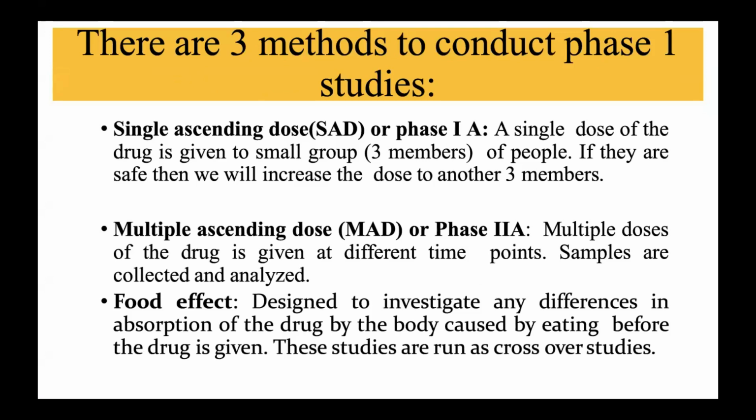This is the single ascending dose of phase 1, where a single dose of the drug is given to small groups of 3, and if they are safe, we will increase the dose after 3 members, then in multiple doses we can calculate the safety. This is a very important thing: if the results are good, if the safety level is good and the dose is tolerable, mostly you can send this to the market.